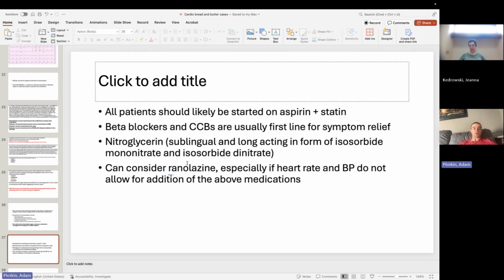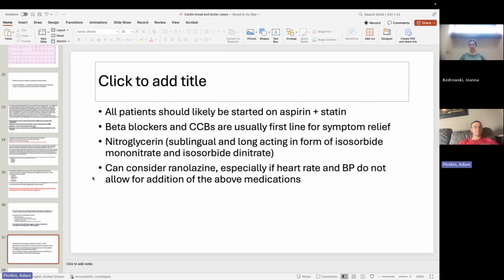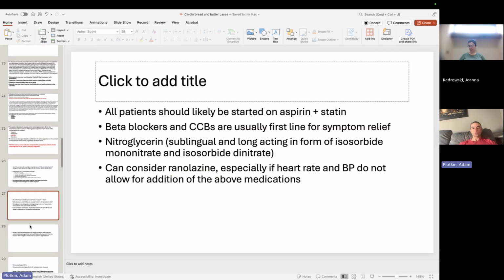When you get that type of patient, that's when you consider ranolazine instead of starting a CCB or nitroglycerin, because these can cause further decreasing of your heart rate to an extent. It can further cause hypotension. This one can further cause hypotension, right? Ranolazine doesn't. Ranolazine will just treat the symptoms. Does that make sense? Yeah. All right, so you nailed it on the head. Aspirin, statin, beta blocker, CCB, nitroglycerin, ranolazine.